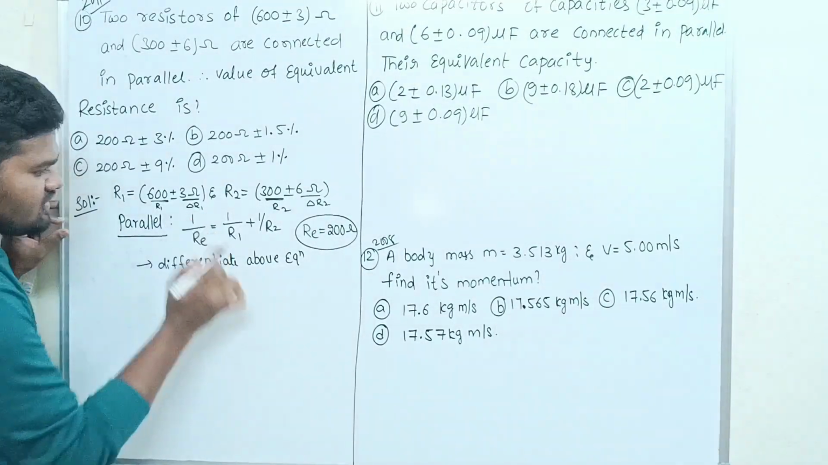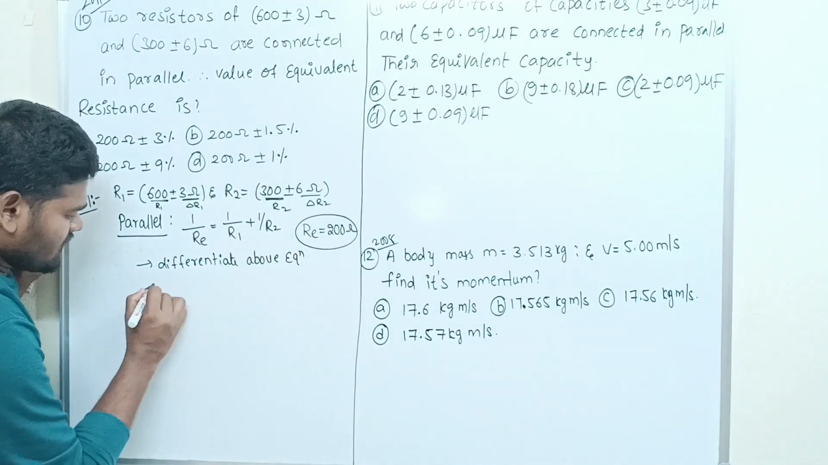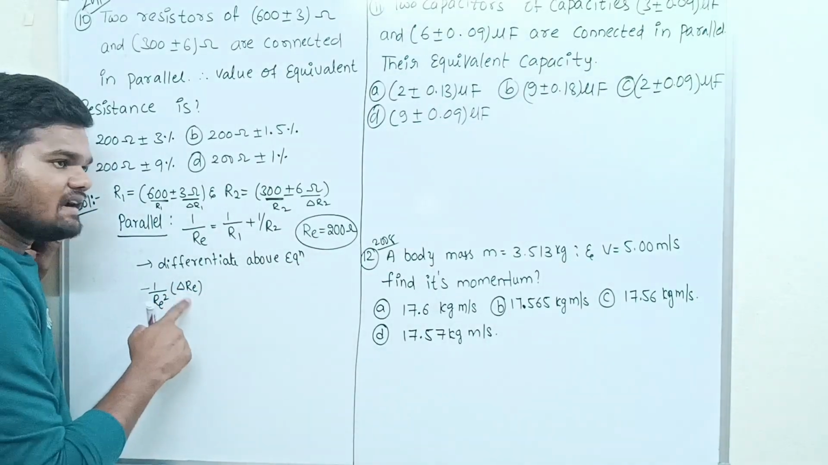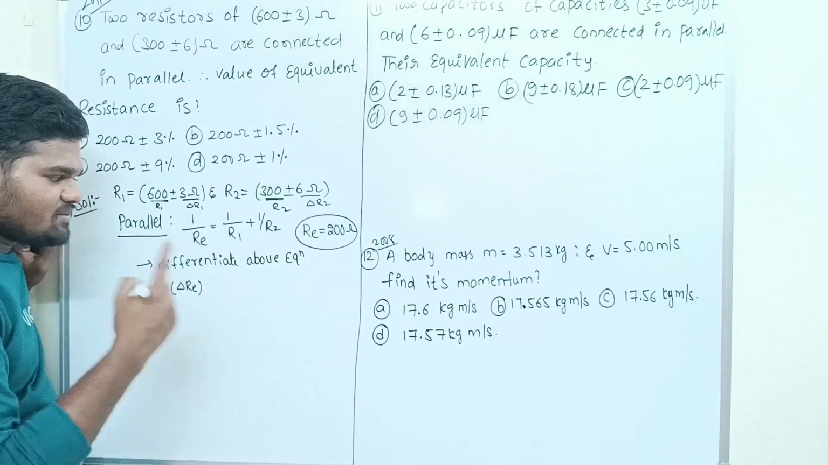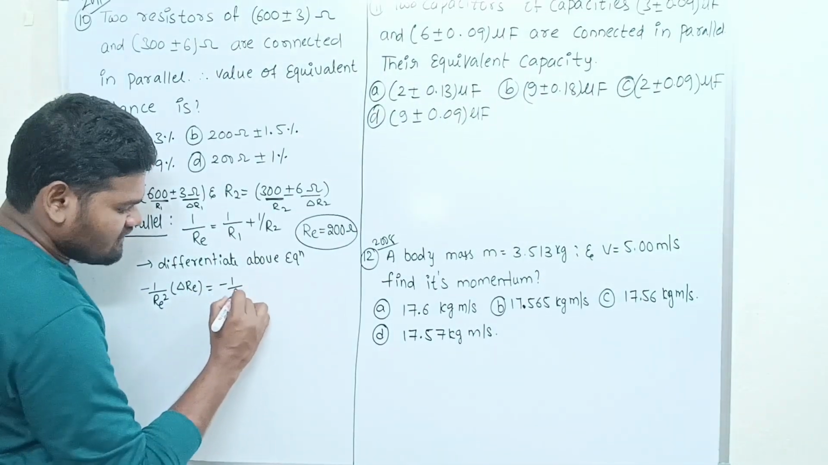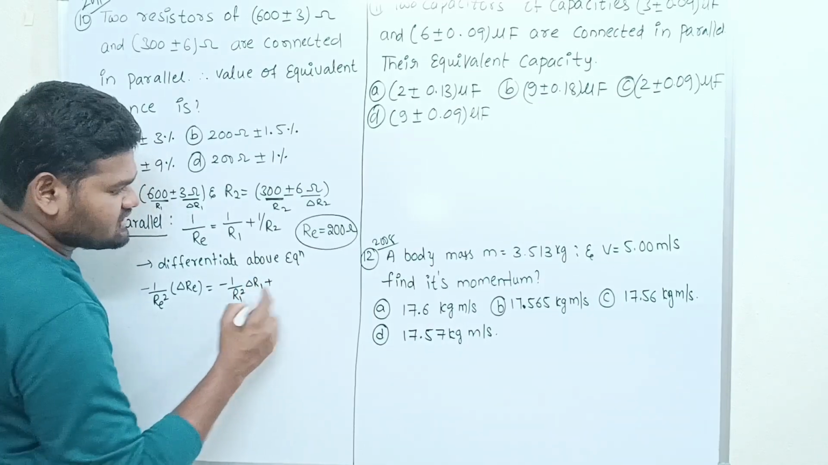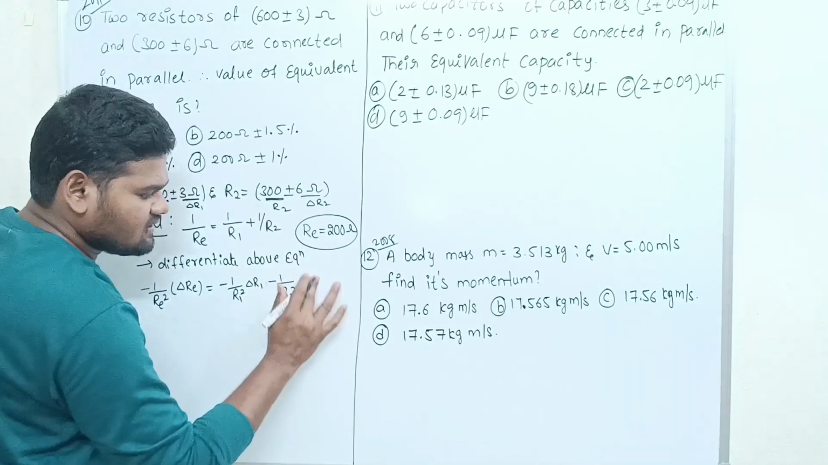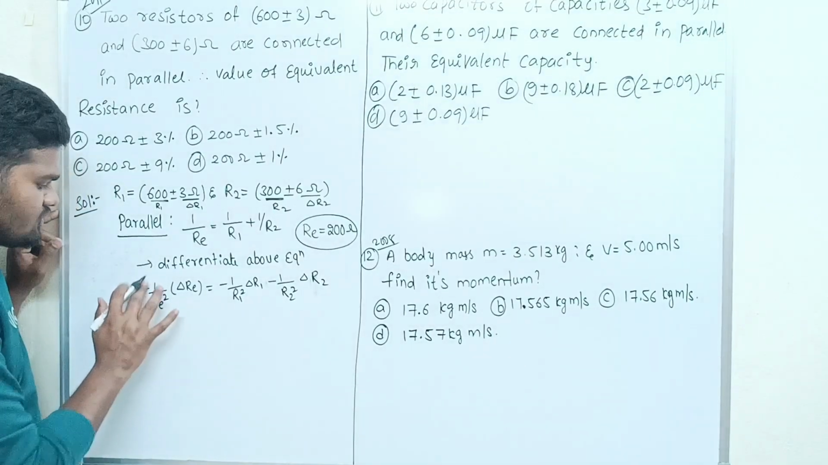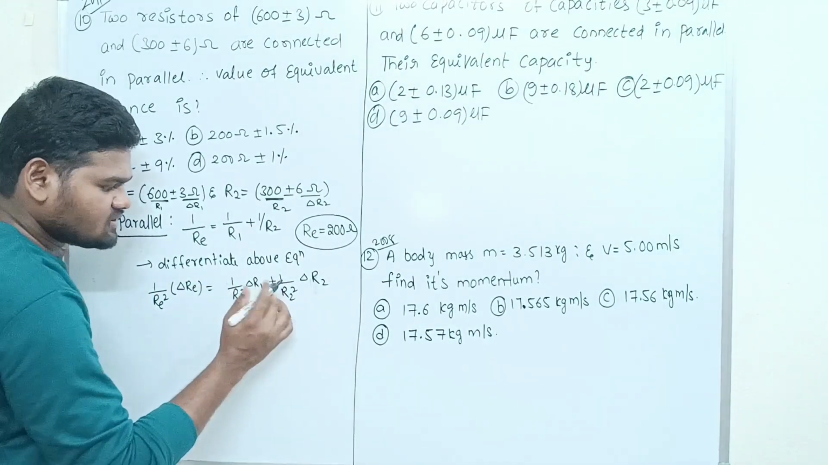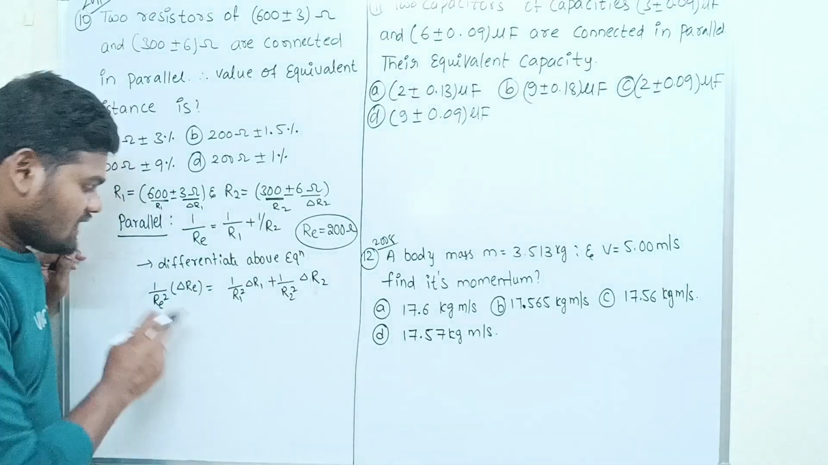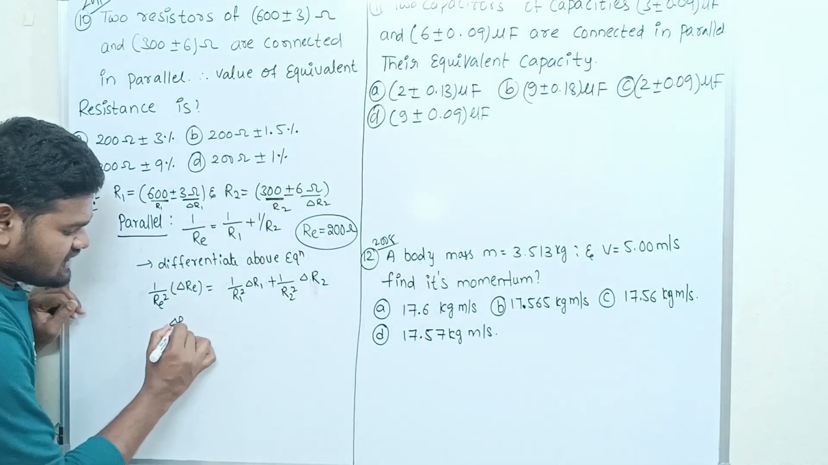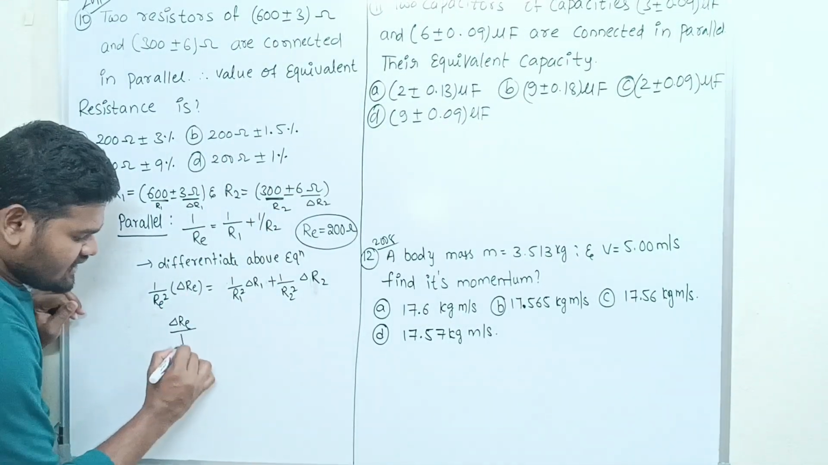Now if we differentiate this equation, it becomes minus 1 by Re square into delta Re. In place of d, I'm just writing delta Re. All these things we have discussed in previous sessions. So it becomes minus 1 by R1 square into delta R1 plus minus 1 by R2 square into delta R2. For maximum possible error, no negatives, all are positives only. We have to find the percentage error, so I'm writing this equation as delta Re divided by Re.